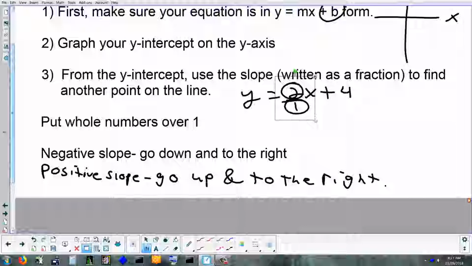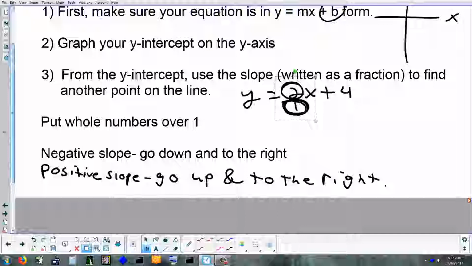So negative slope, down and to the right. Positive slope, up and to the right. So you're always going to the right, right? That's always happening. So your run, the number in the bottom, is always how many to the right you go.